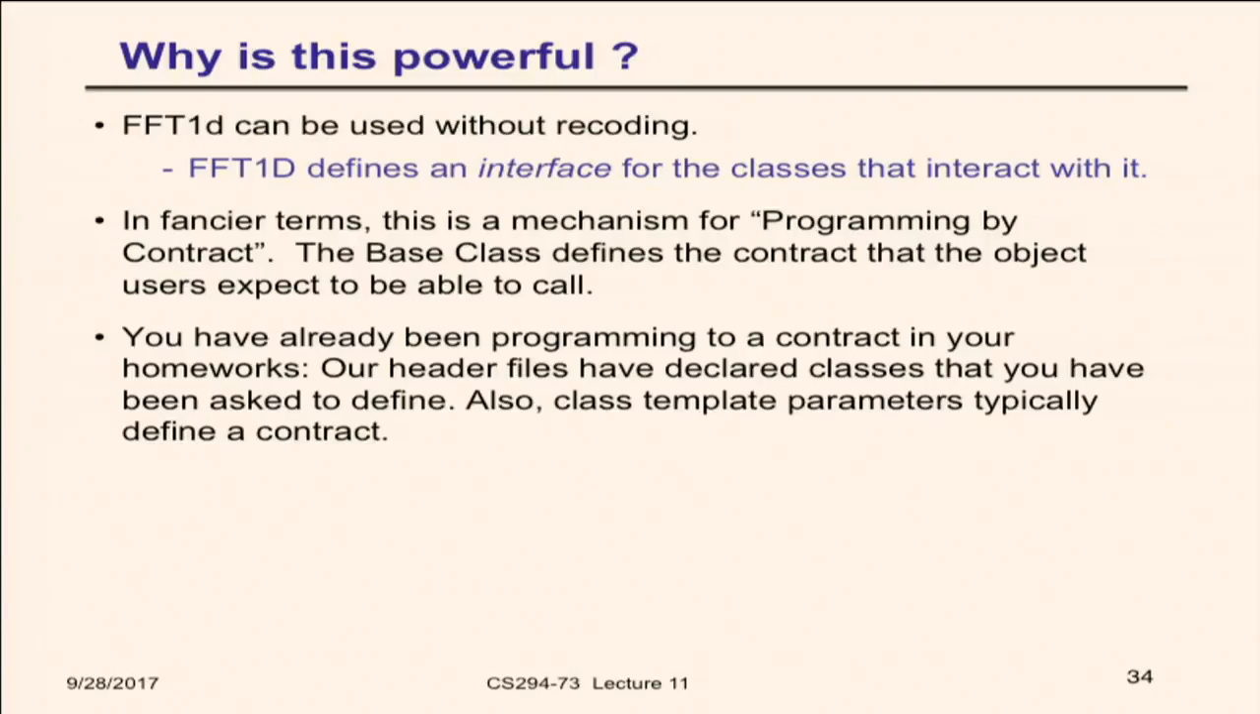So why is this powerful? FFT1D can be used without recoding. So I don't have to change anything in FFTMD. Just use it. FFT1D defines an interface for the classes that interact with it. So this has a term that you should look up, programming by contract. The base class defines the contract that the object users expect to be able to call. You've already been doing programming by contract in your homeworks. Our header files have declared classes that you have been asked to define. Also, template parameters define a contract as a general rule.